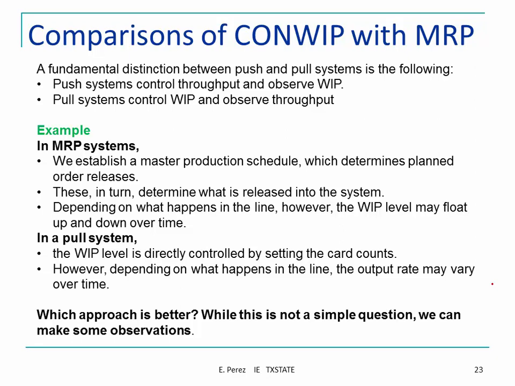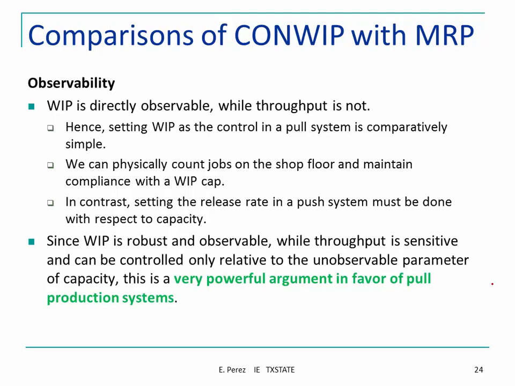Okay, so which approach is better? While this is not a simple question, we can make some observations. In terms of observability, WIP is directly observable while throughput is not. So hence, setting WIP as the control in a pull system is comparatively simple. We can physically count jobs on the shop floor and maintain compliance with the WIP cap. In contrast, setting the release rate in a push system must be done with respect to the capacity that you have in your system.